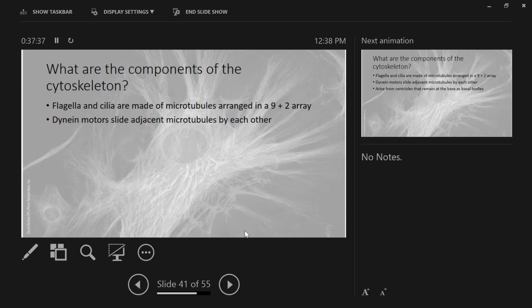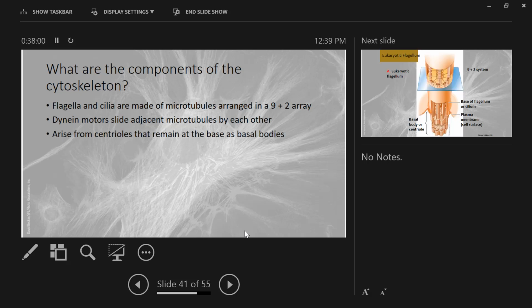So dynein are motor proteins like kinesin and like myosin. One side walks along the microtubules, the other side is physically attached to the microtubule, and it gets them to, again, move in opposite directions. And so it can create a bend. And so you can get the entire object, the flagellum or the cilia, actually moving.